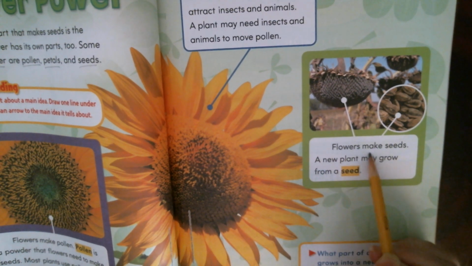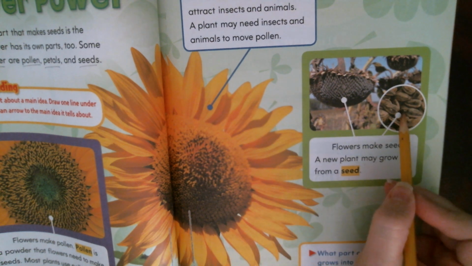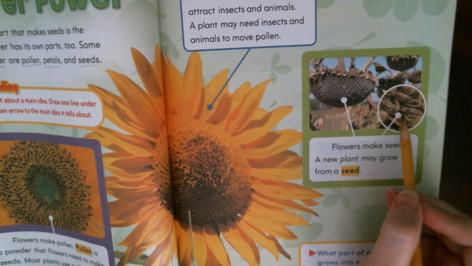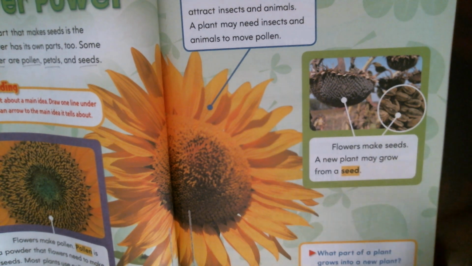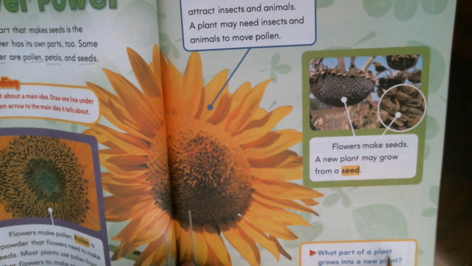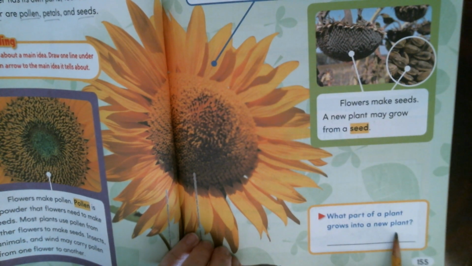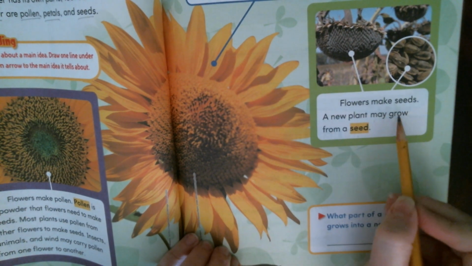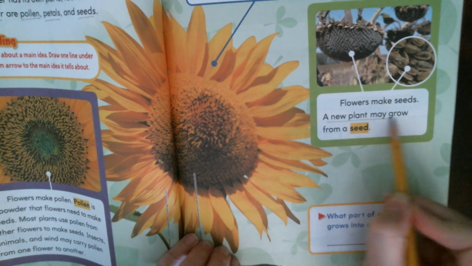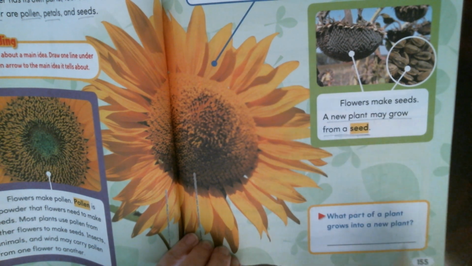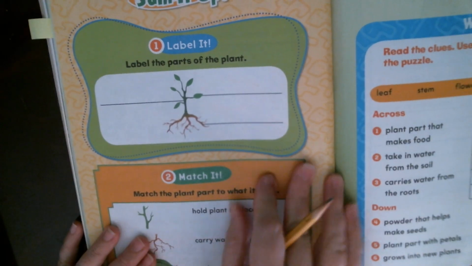Okay, flowers make seeds. A new plant may grow from a seed. All right, you guys just planted your lima bean seeds. The lima bean plant made those seeds. What part of a plant grows into a new plant? What part grows to make a new plant? A new plant may grow from a seed. Yeah, it's a seed that makes that new plant. Seeds are so important.